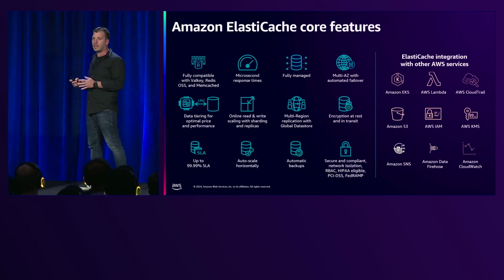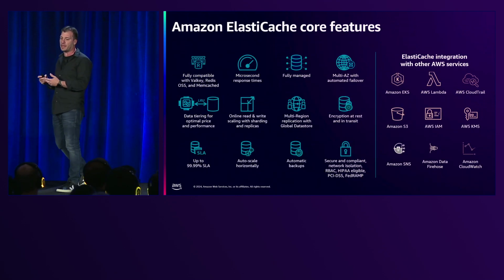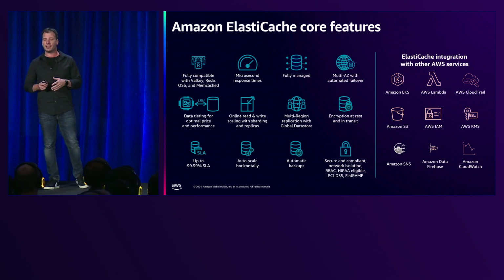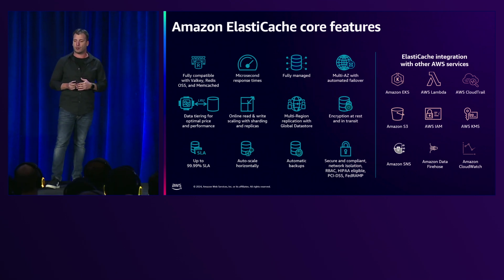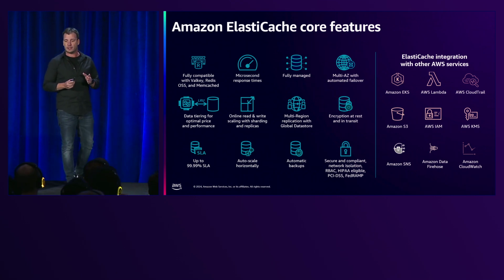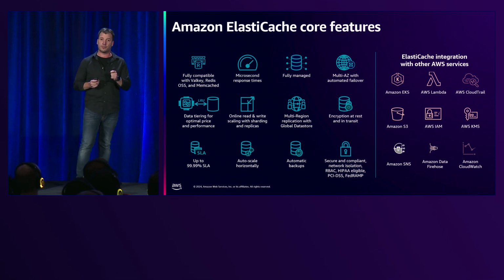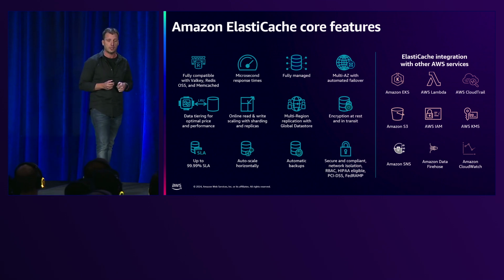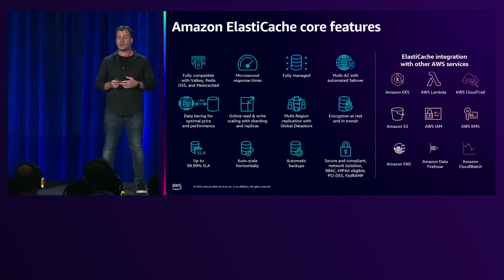So Amazon ElastiCache is a fully managed service that makes it easy to deploy, operate, and scale your in-memory data store on the cloud. It provides significant improvements of performance to your application by allowing microseconds response time.